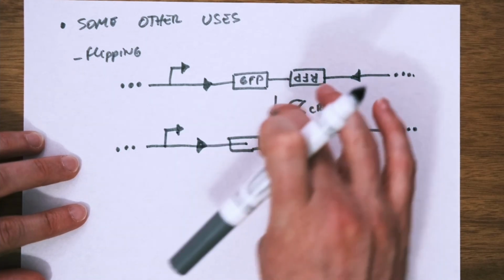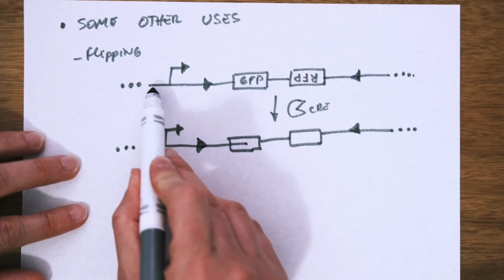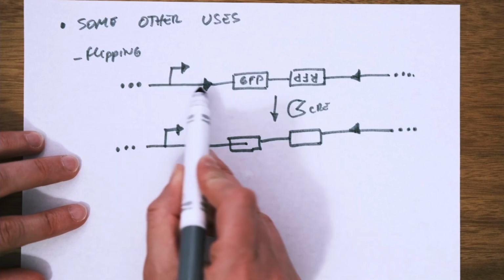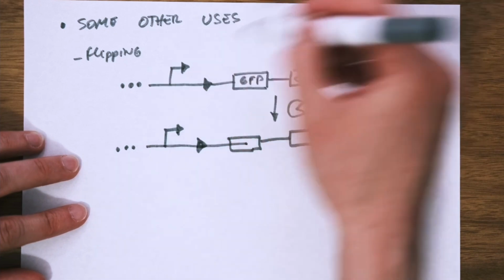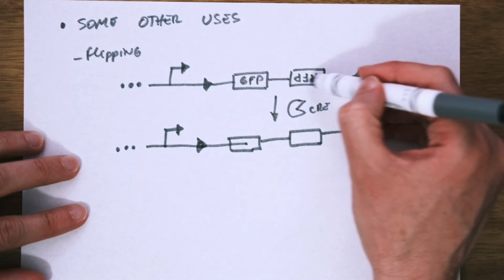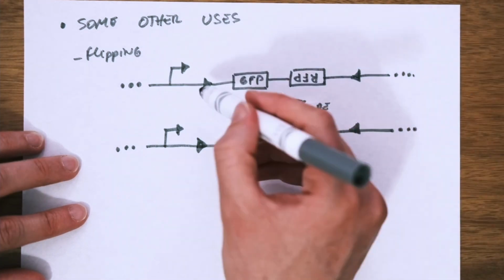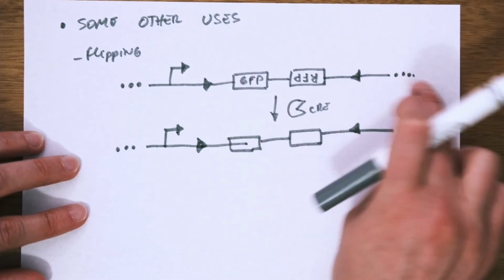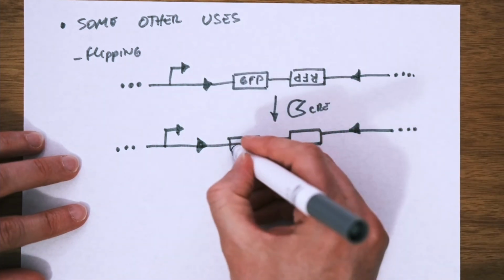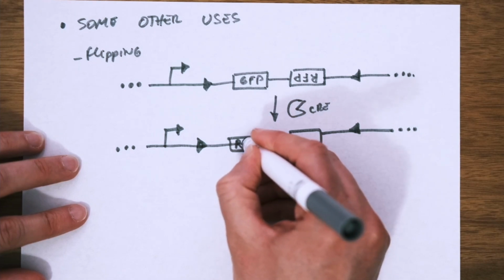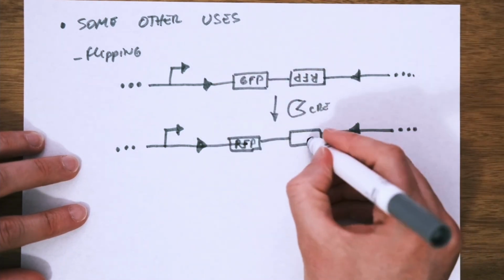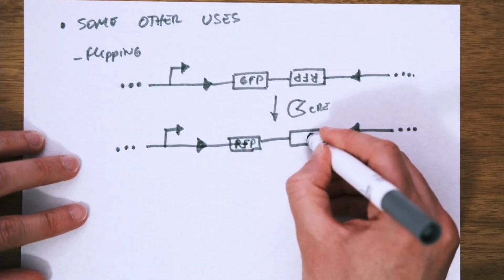But what happens here is that the DNA will come from this side, and then it will continue going in this side, and then finally it will incorporate this last bit. Effectively what you end up with is the RFP first, and then the GFP in the opposite strand.